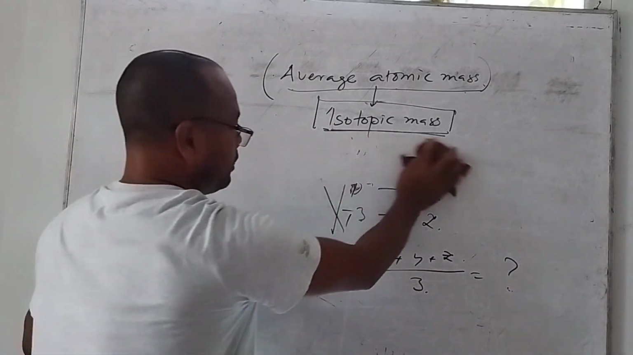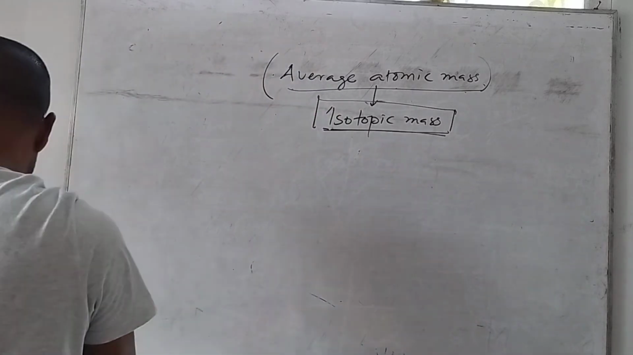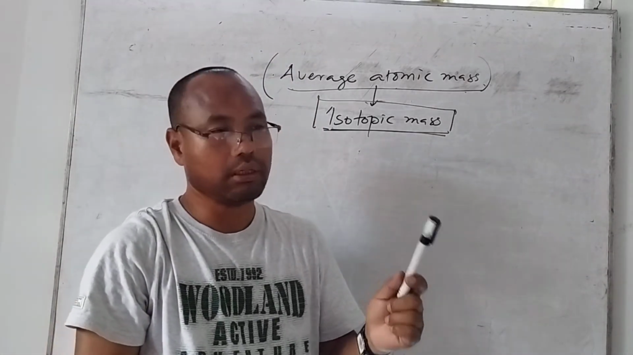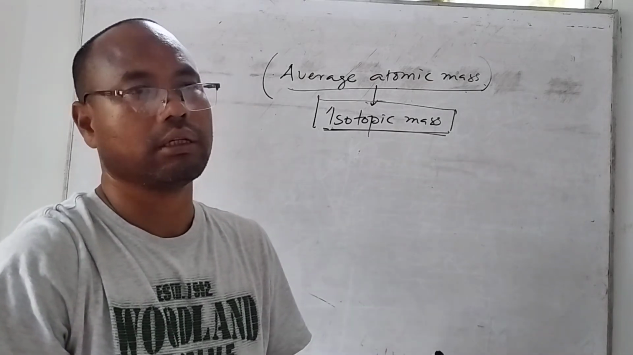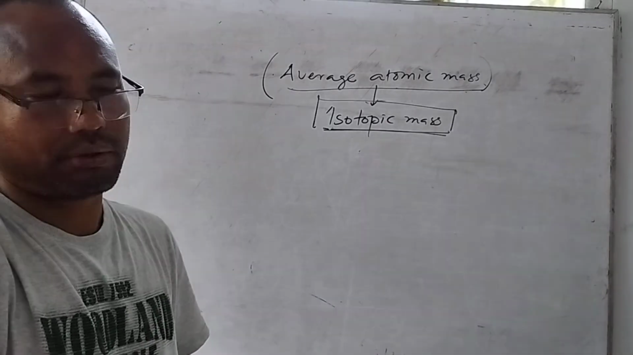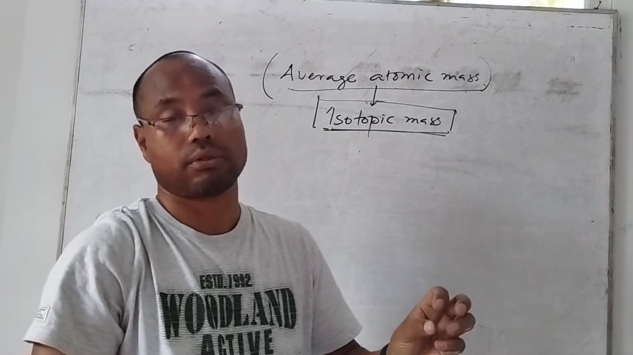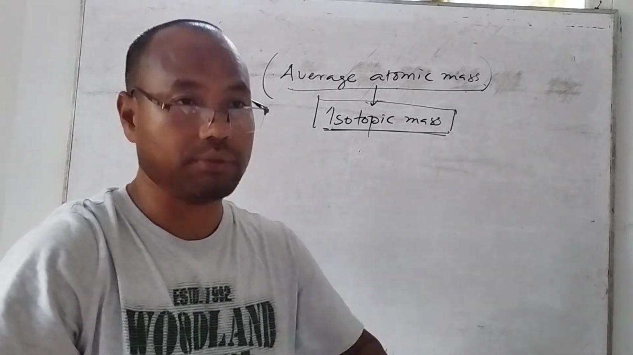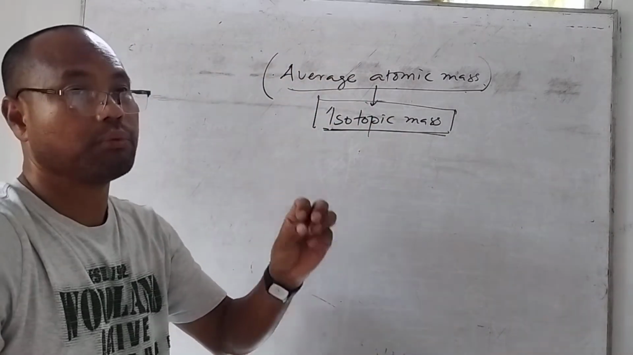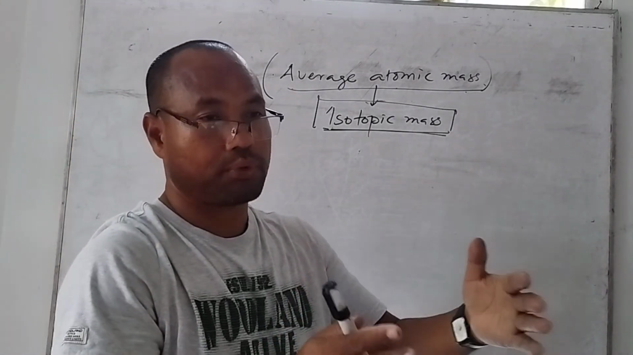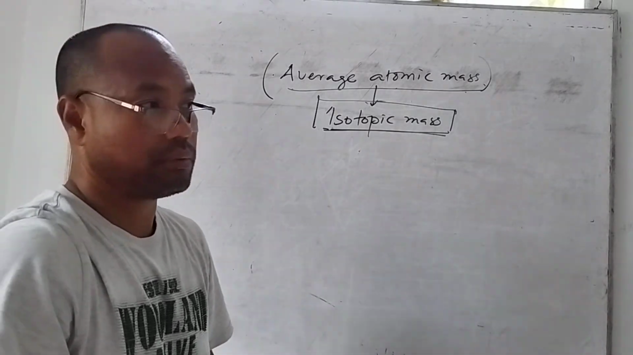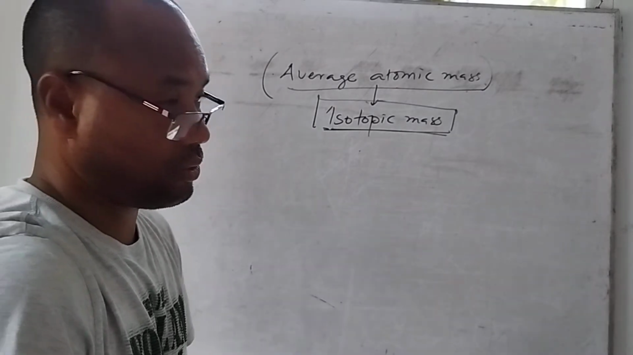But here, isotopes of different elements are available in our universe in different abundance. Some have very high abundance, some very low abundance. Since their proportion in our universe is different, when we find their average atomic mass, we can't neglect their proportion, that is, how much of each is available in our universe. So here is one simple formula.